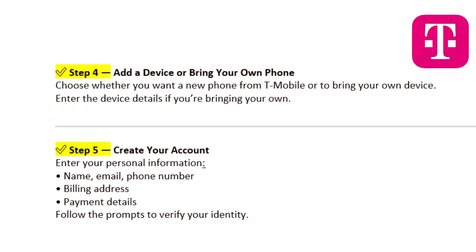Step 4. Add a device or bring your own phone. Choose whether you want a new phone from T-Mobile or to bring your own device. Enter the device details if you're bringing your own device.